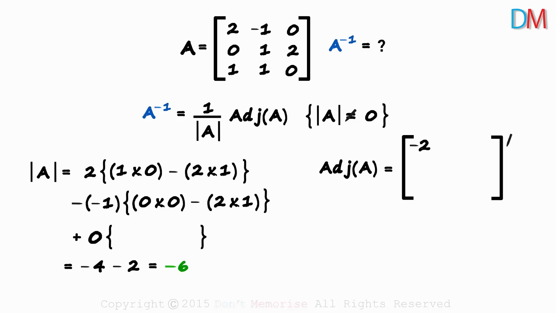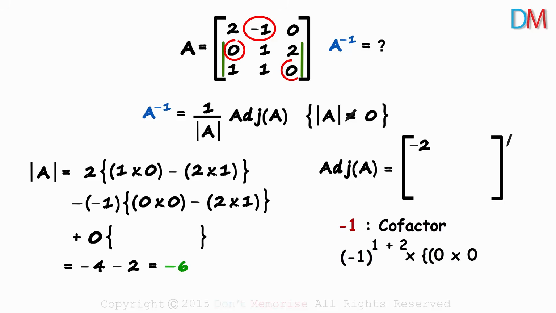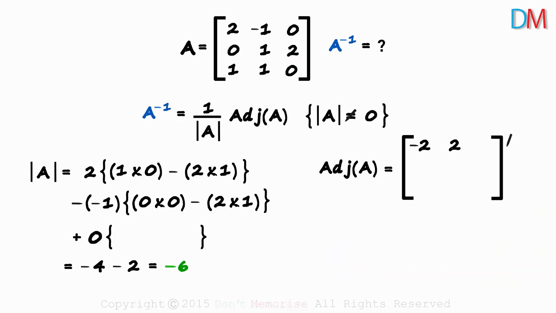Now we come to the cofactor of minus 1. It will equal minus 1 raised to 1 plus 2 times 0 minus 2 times 1. Minus 1 times minus 2 is 2. Similarly, we get the cofactor of 0 as minus 1. Now please pause the video, take your time and solve for the remaining 6 cofactors. These are the 6 remaining cofactors.